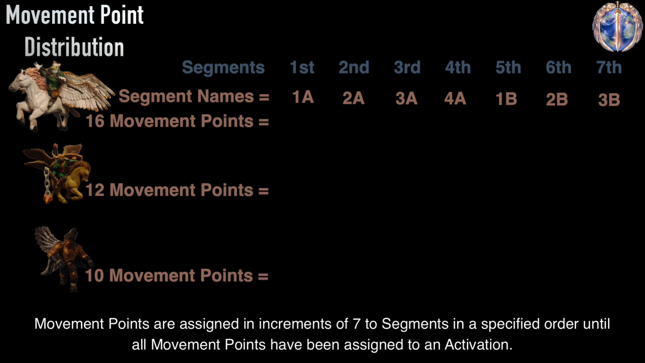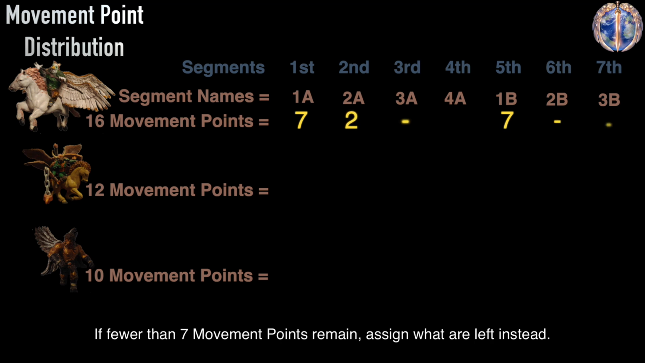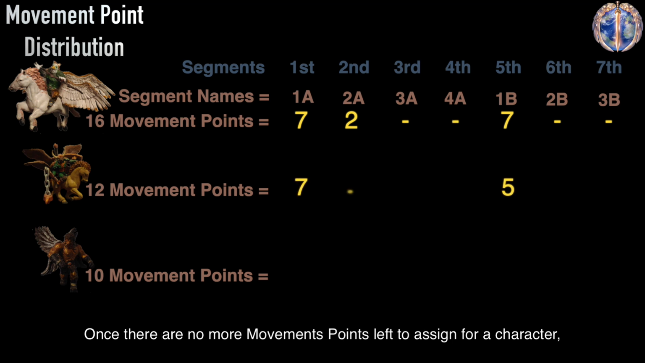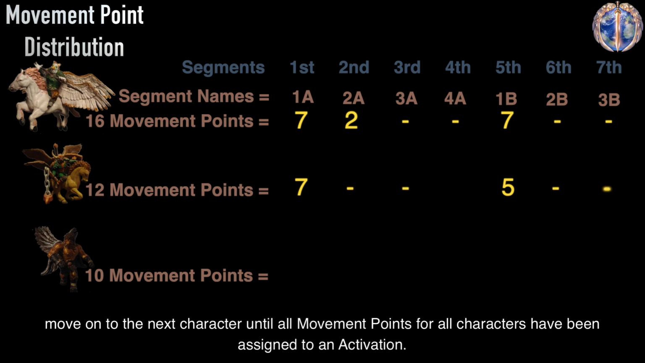Movement points are assigned in increments of 7 to segments in a specified order until all movement points have been assigned to an activation. If fewer than 7 movement points remain, assign what are left instead. Once there are no more movement points left to assign for a character, move on to the next character until all movement points for all characters have been assigned to an activation.